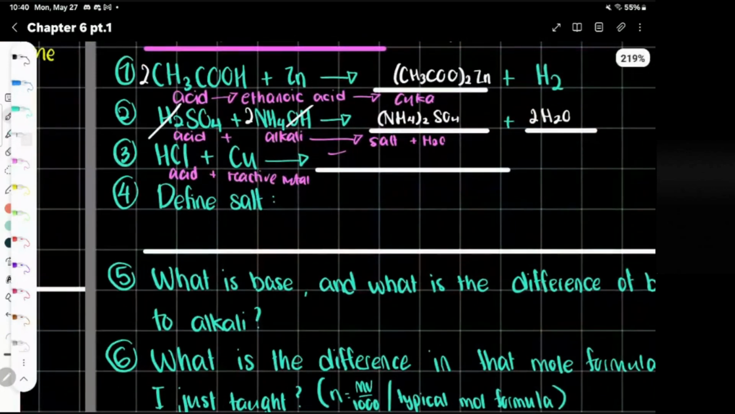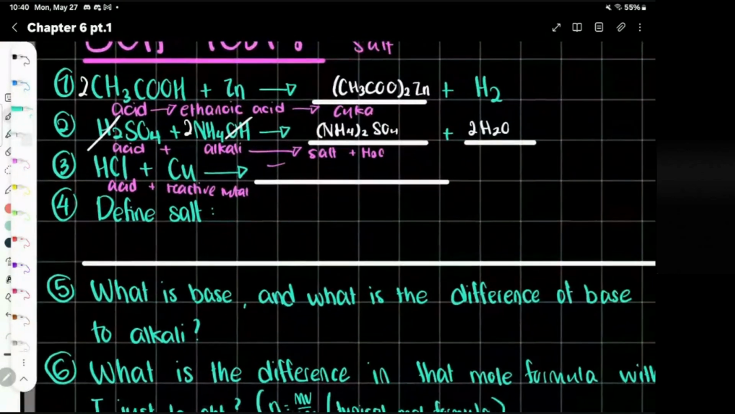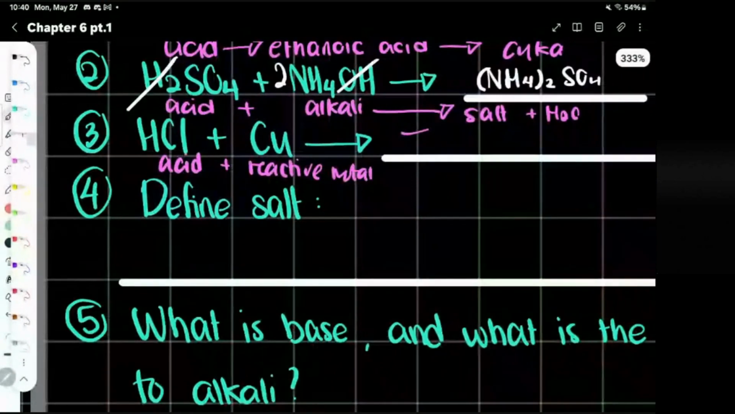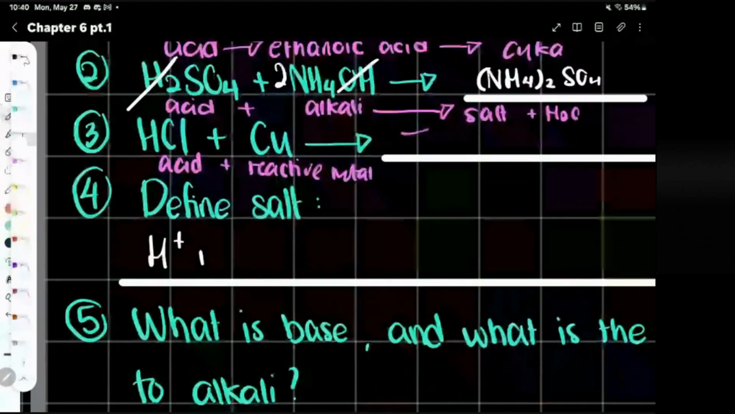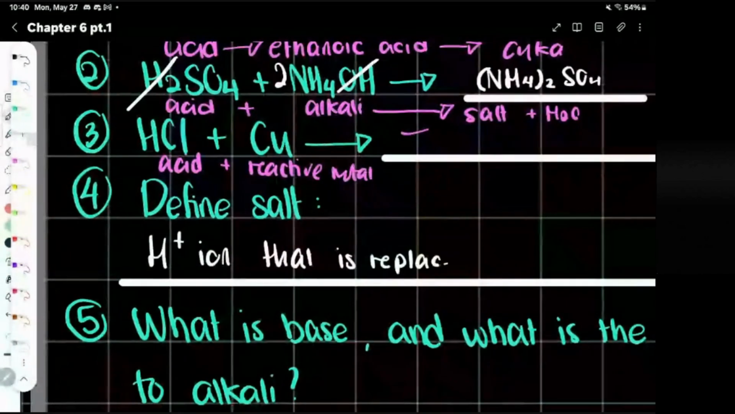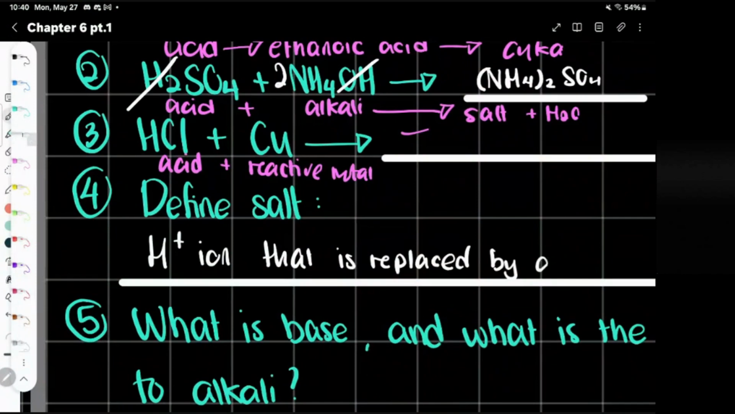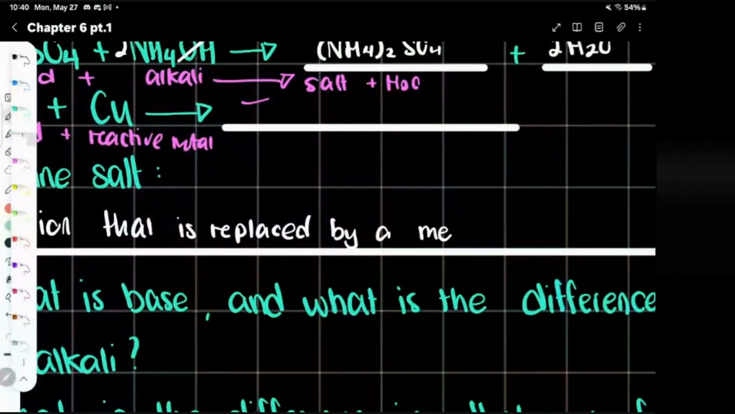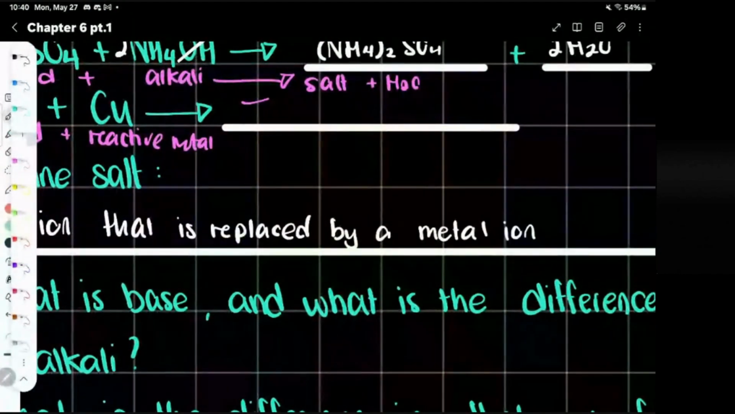Okay, define salt. This one is very simple, right? The answer is H plus ion replaced. You have to mention the keyword here: replaced by a metal ion. Very simple, right? Very simple.